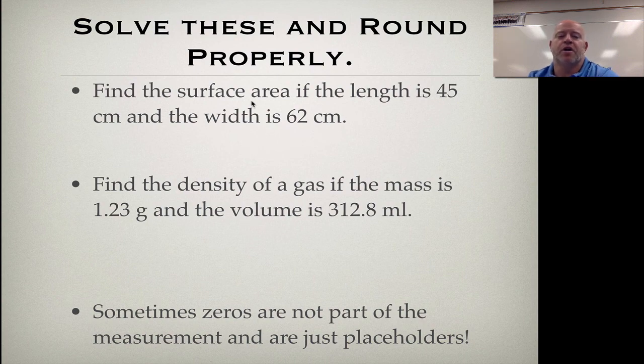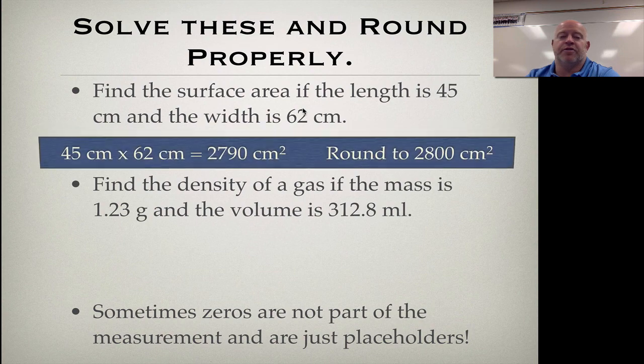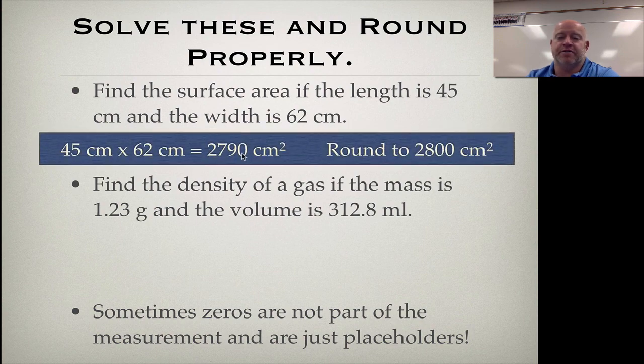So, first one here: find the surface area if the length is 45 centimeters and the width is 62 centimeters. We're finding area here, so if you take 45 times 62, that gives you 2,790 centimeters squared. However, if you look, this number only has two significant figures in it, and this number only has two significant figures in it.